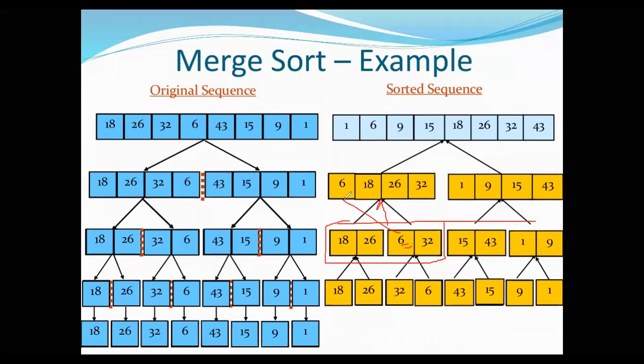So this one will go first. Then which one is the second smallest? This one. This will go next. Then the third smallest and the fourth smallest. So this small array that you see of size 4, this is already sorted.